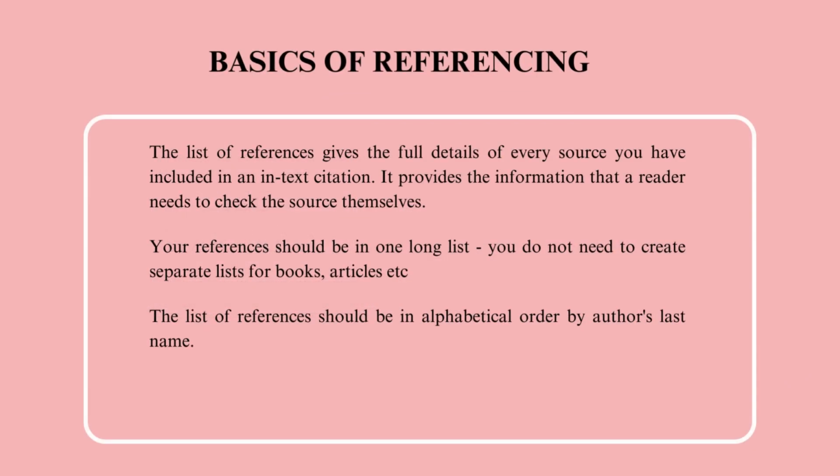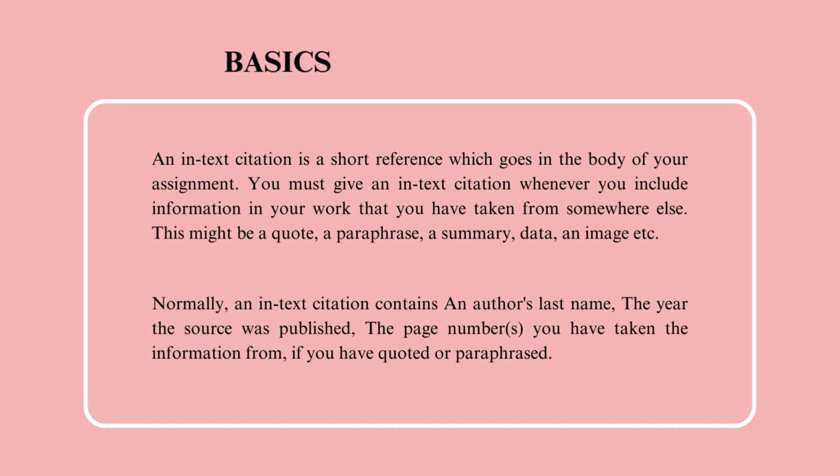First, understand the basics of referencing. The list of references gives the full details of every source you have included in an in-text citation. It provides the information that a reader needs to check the source themselves. Your references should be in one long list. You do not need to create separate lists for books, articles, etc. The list of references should be in alphabetical order by author's last name.